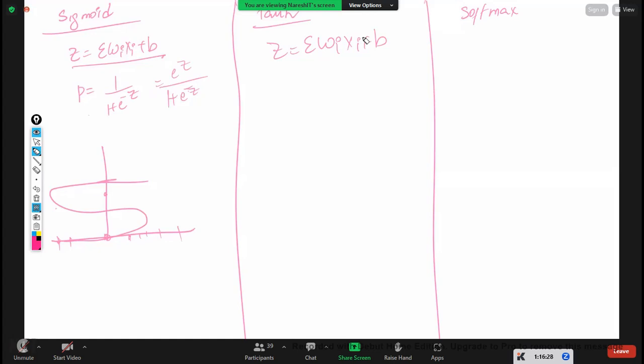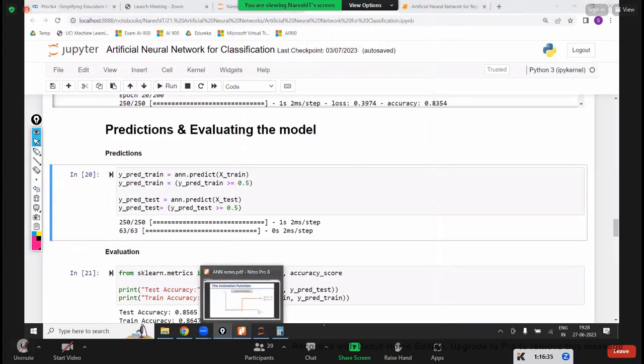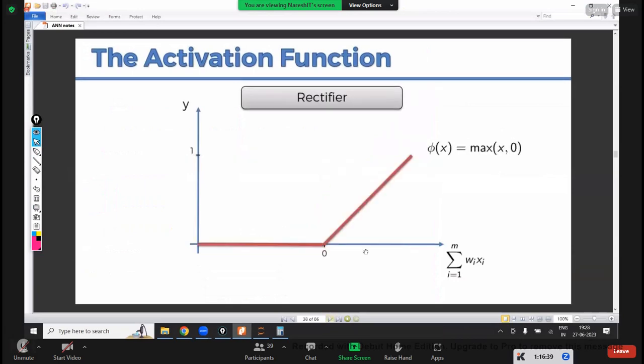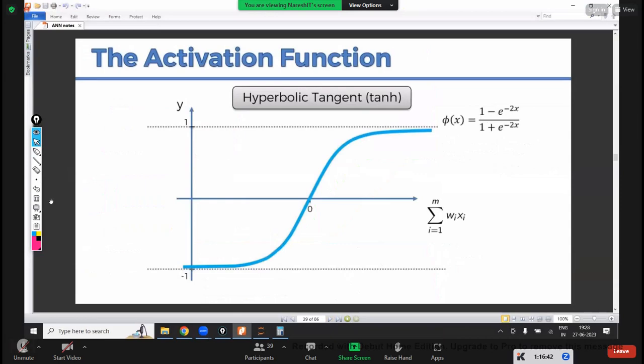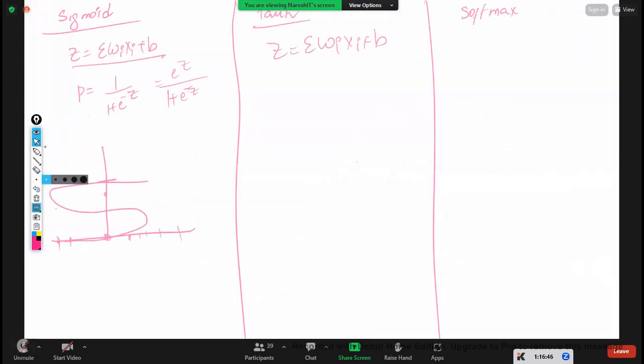After that, it is going to calculate the value in terms of the tan h activation function. It is going to calculate 1 minus e to the power of minus 2z divided by 1 plus e to the power of minus 2z. It is going to calculate like this. For the z value, the output is going to be between minus 1 to plus 1. Earlier you got only 0 to 1, the entire output was 0 to 1. But this time the output is going to be between minus 1 to plus 1.